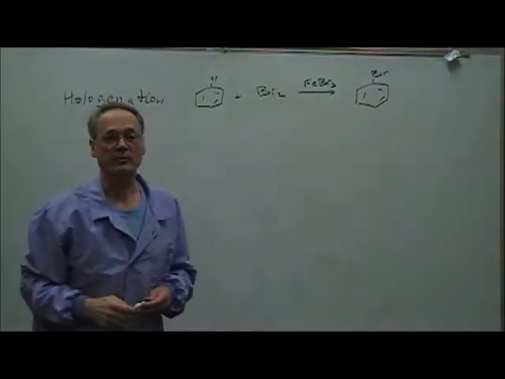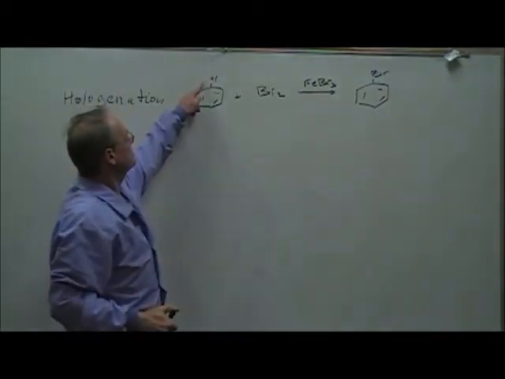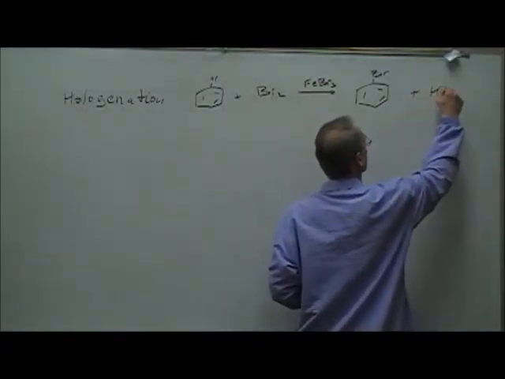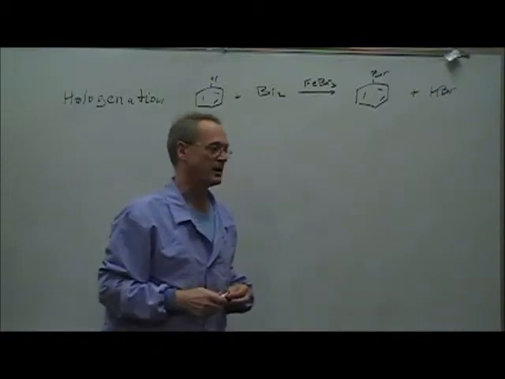And what would the byproduct be, if any? Hydrogen from here and one of the 2 bromines from there. So we get HBr as the byproduct this time.